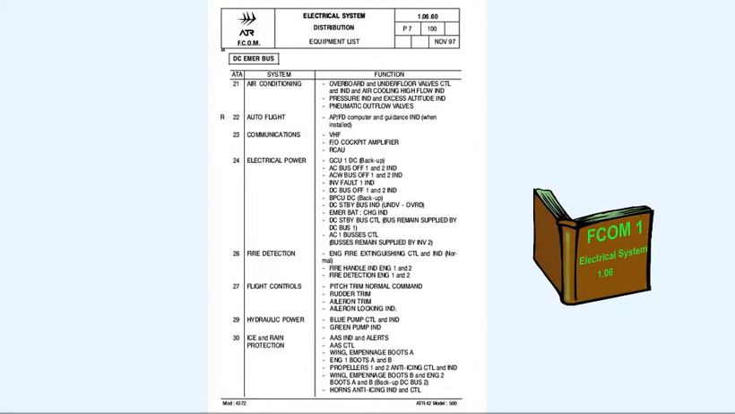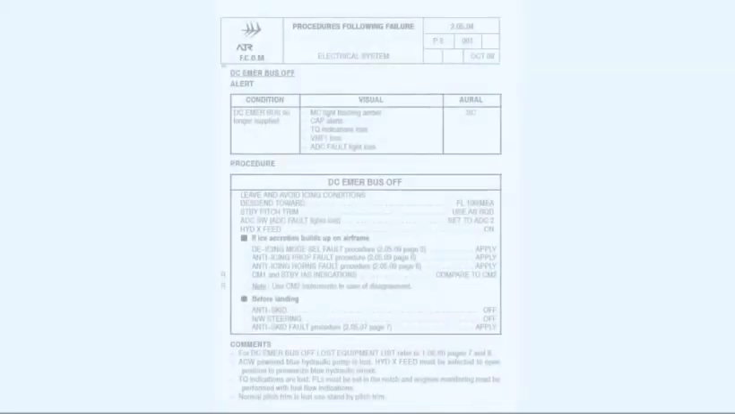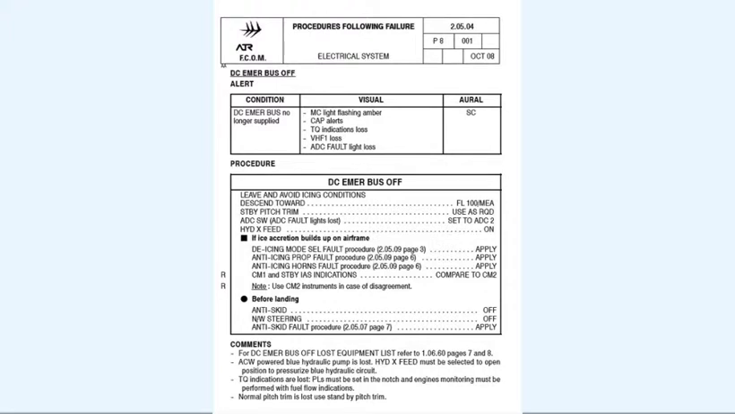After going through QRH, now we have time to go through bus equipment list. We can see what all items have been lost due to failure of emergency bus. We suggest you to go through procedures following failures.